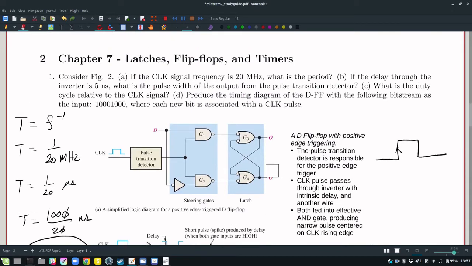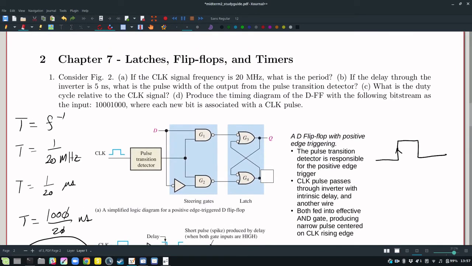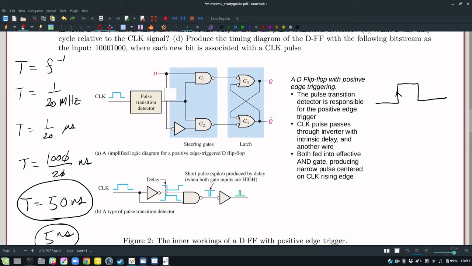But then the third question is, what is the duty cycle relative to the clock signal? So the whole point of having the pulse transition detector is to change the clock signal to a tiny duty cycle pulse, because it should be small compared to the width of the clock pulse, or the period of the clock pulse. So this would be the period, because here would be the next positive edge. Let's draw a better picture.